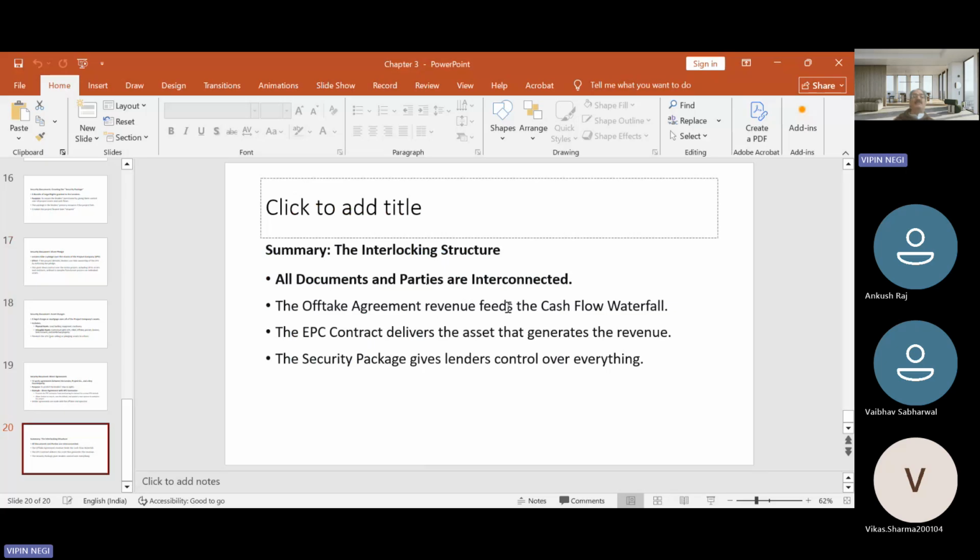Basically, this is an interconnected structure, and all documents and parties are interconnected. For example, the offtake agreement revenue feeds the cash flow waterfall, and the EPC contract delivers the asset that generates the revenue. Okay. While the security package gives lenders control over everything, whatever the different aspects of that project, that security package gives control over their functioning as well as operations.